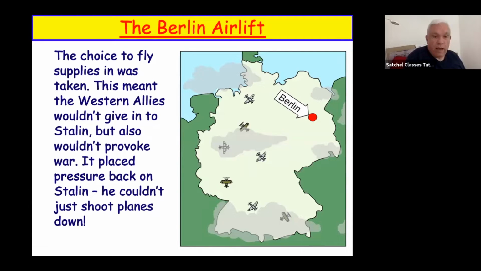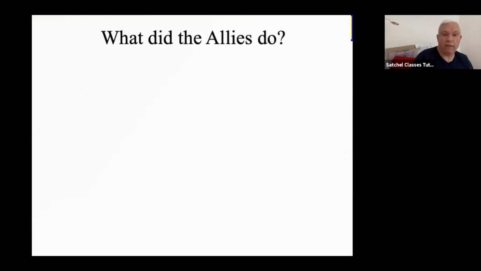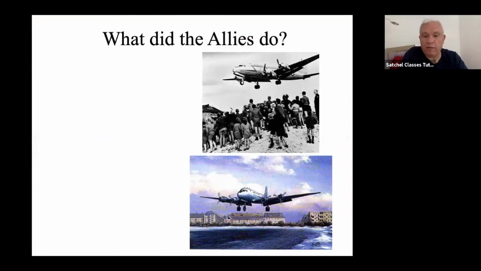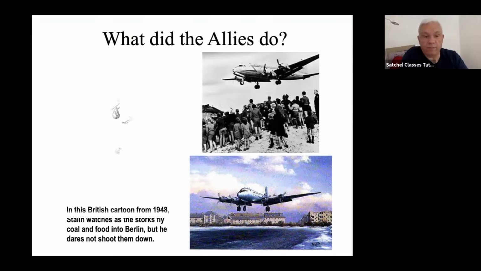Okay, it placed pressure back on Stalin. He couldn't just shoot the planes down. If he did, it would be an open act of war. So they actually decided to fly planes in on a regular basis. As you can see, these are very famous pictures at the top, very famous children there watching the planes fly in.